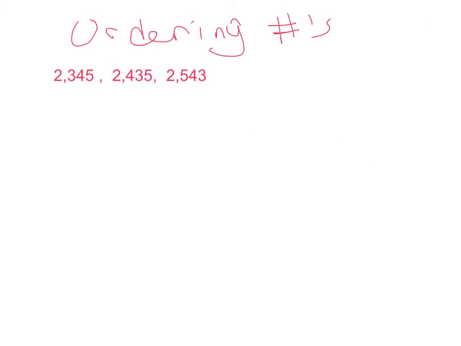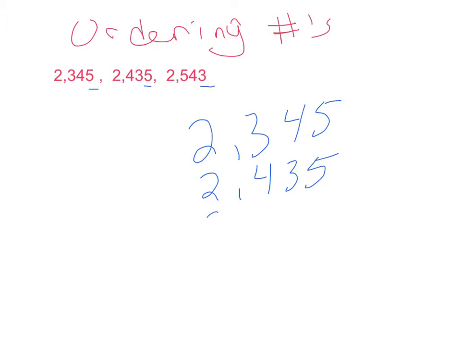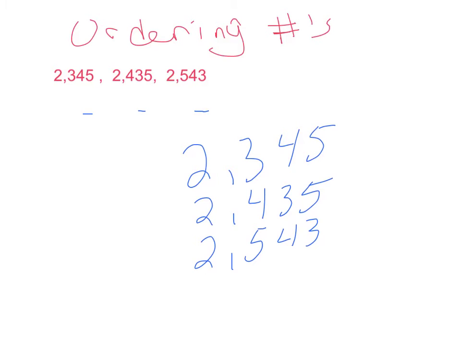If we look at the next thing we did, we ordered numbers. Remember the one thing when we order numbers, the easiest thing to do is to line the numbers up with their ones place. So if I were to line these numbers up, I would write 2,345, 2,435, and 2,543. And the key here is that we get the ones place lined up. Notice my ones place is lined up right here. Okay.